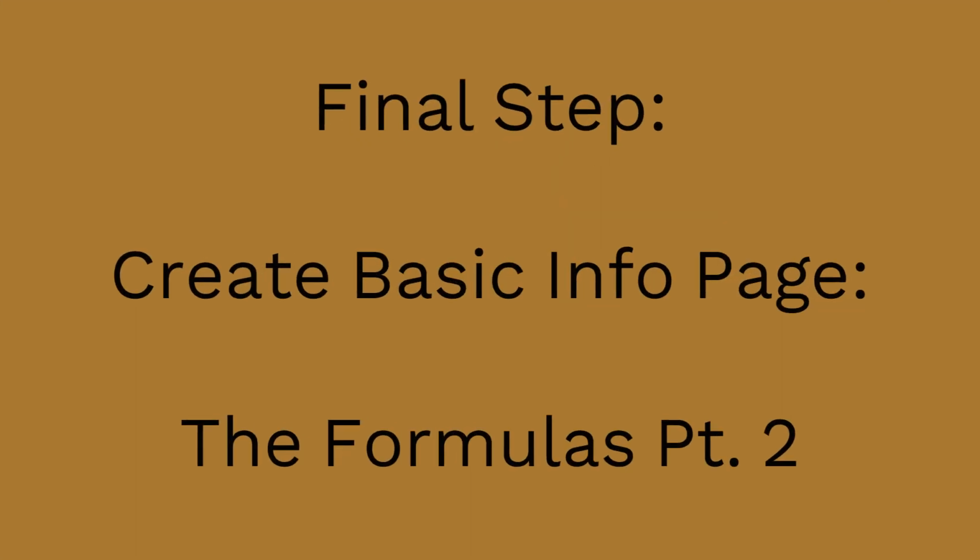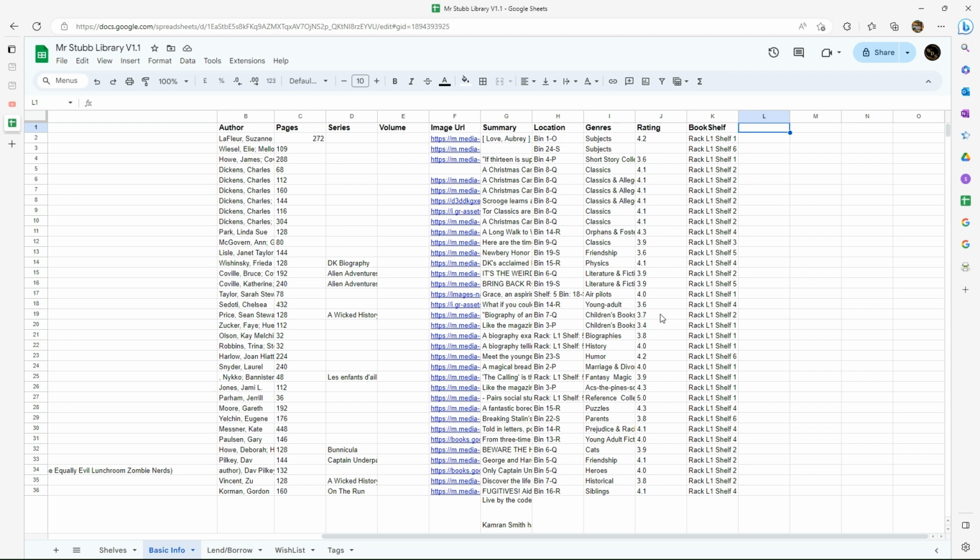Final step. Create basic info page. The formulas part 2. What we're going to do with the second part of our formulas is we're going to create a few more headers that we need in order for our check-in and check-out process to go smoothly. So I'm going to type these headers in, and I'd like you to just simply type them with me.